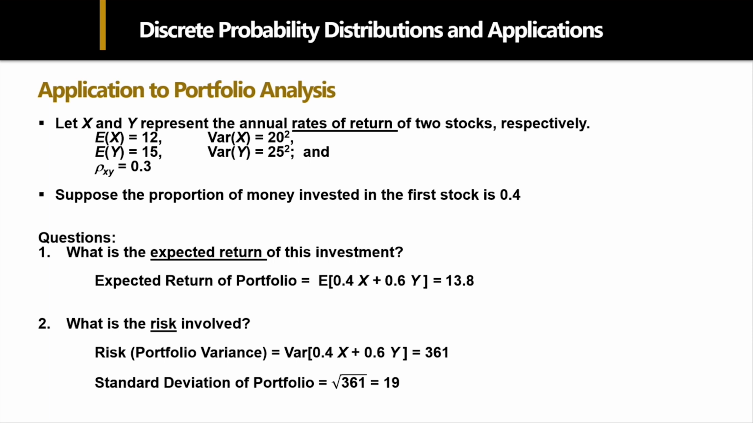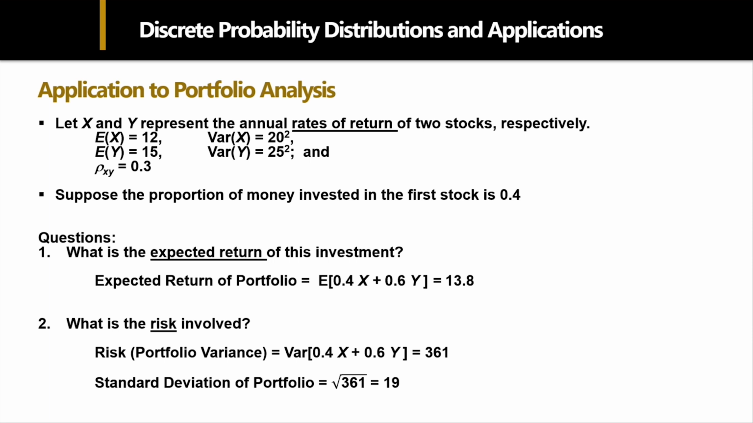So what if we put 40% of our money that we want to invest into stock X, and therefore 60% in Y? What's the expected return of this investment? That's a simple enough calculation using the property from the previous couple slides, where it's the expectation of 0.4X plus 0.6Y. So the portfolio itself is worth 13.8 by expectation.